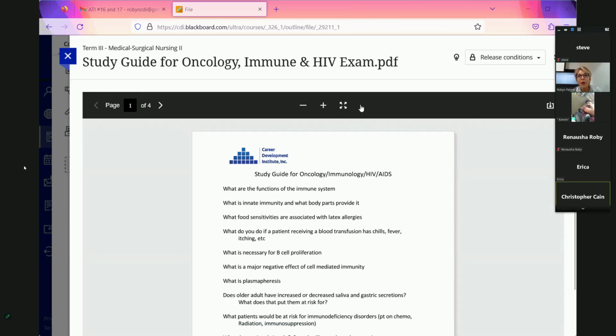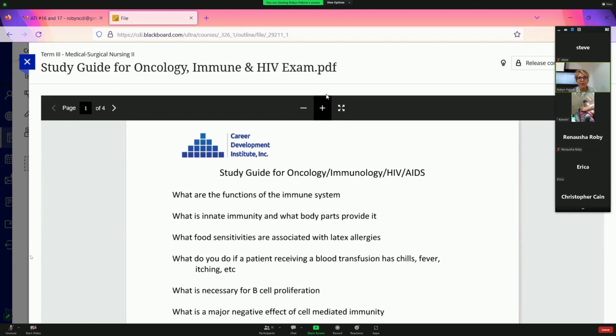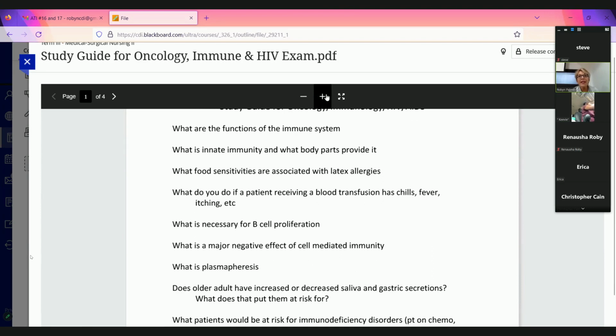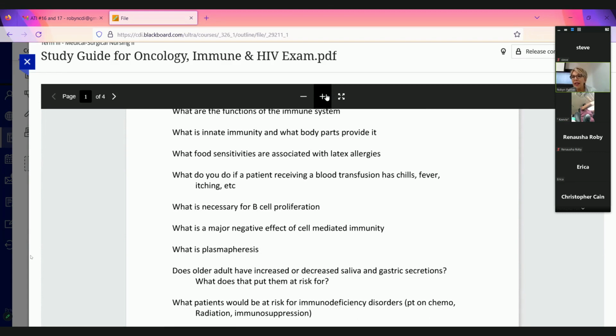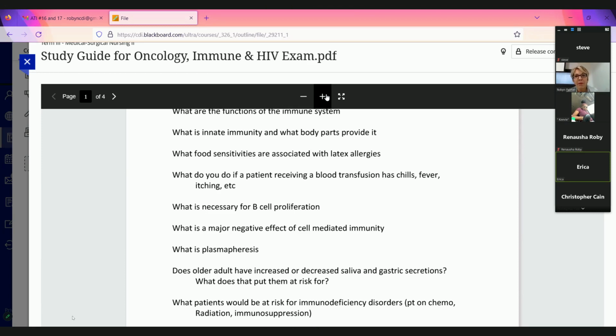Okay. Who can tell me what the functions of the immune system are? Yep, and it's a surveillance network, exactly. What is innate immunity and what body parts provide innate immunity? It's natural immunity. It's the first line of defense. And the body parts are the skin, the mucous membranes, the cilia, the vaginal and intestinal flora, saliva, tears, anything that you're born with.